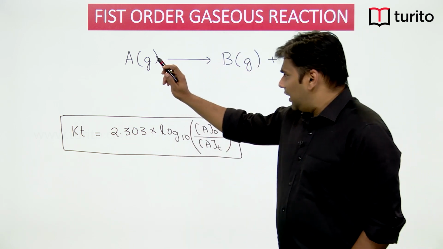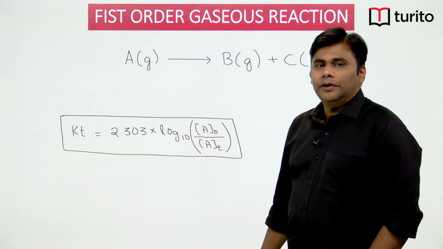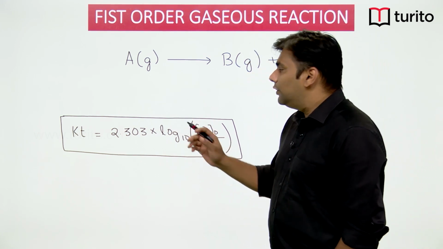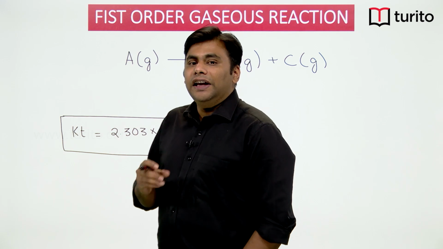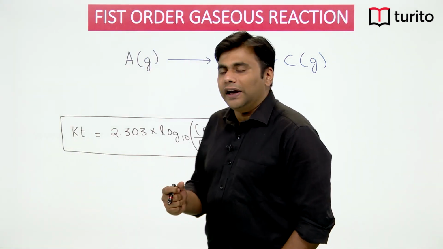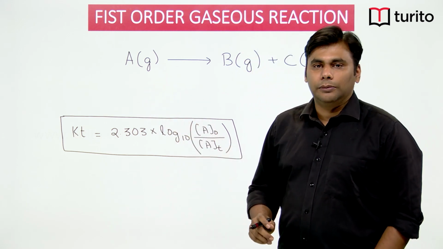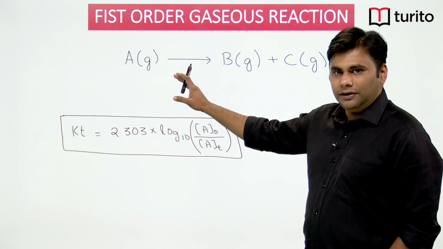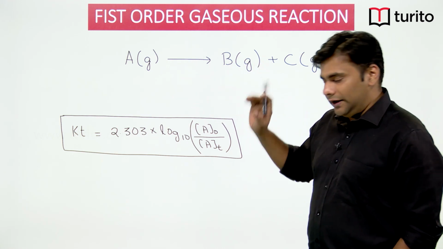Now if everything is in gaseous state, then how do we approach this? Because we know that the main characteristic of gases is their partial pressure. So we have to express it in terms of partial pressure. Now we will assume that this is a first order reaction and all of them behave ideally.